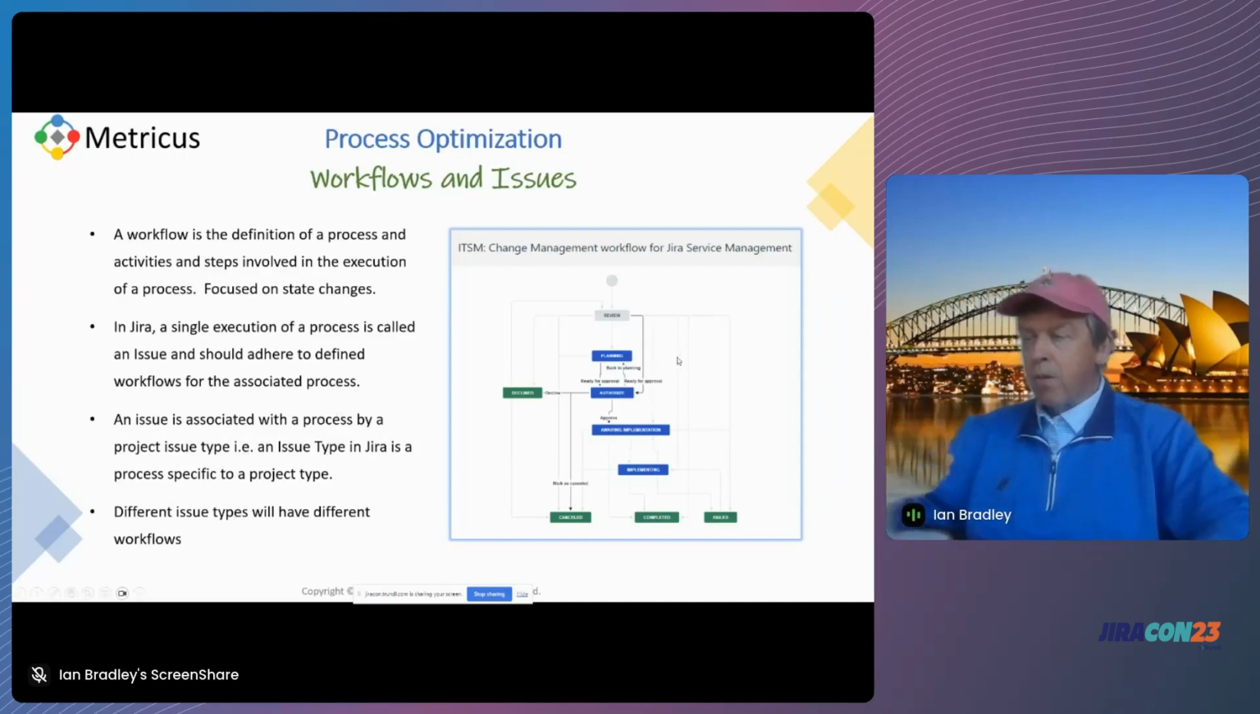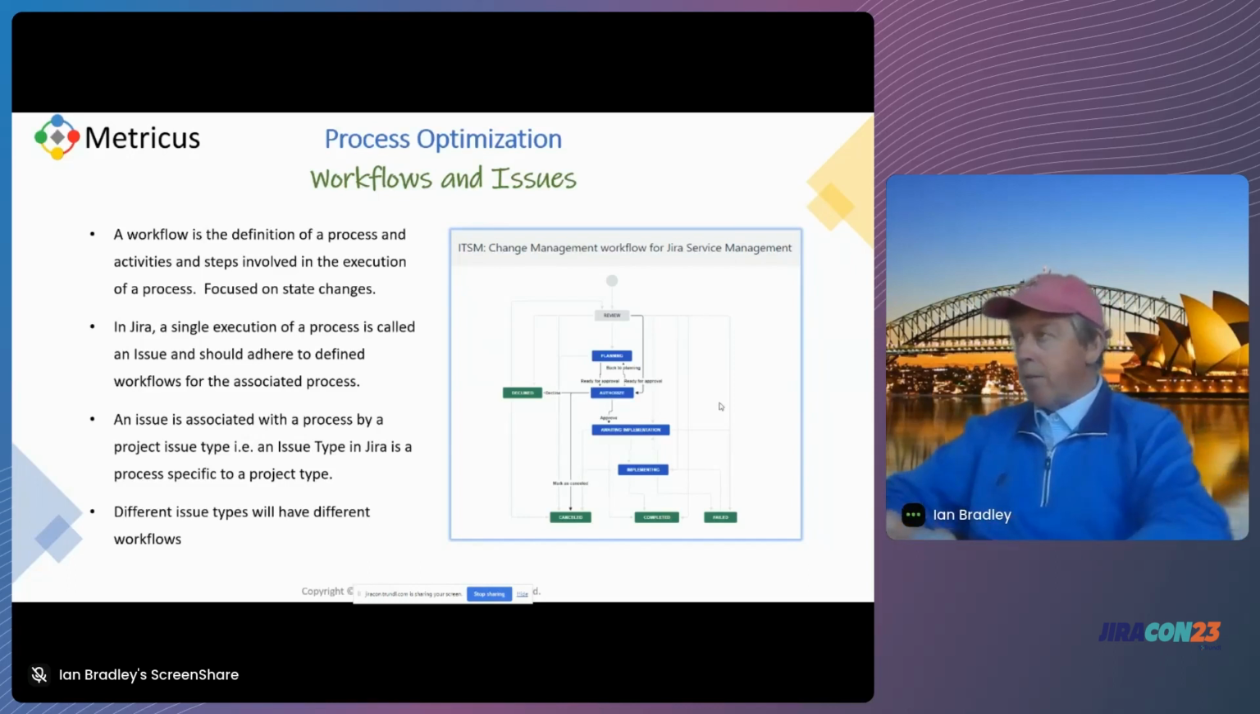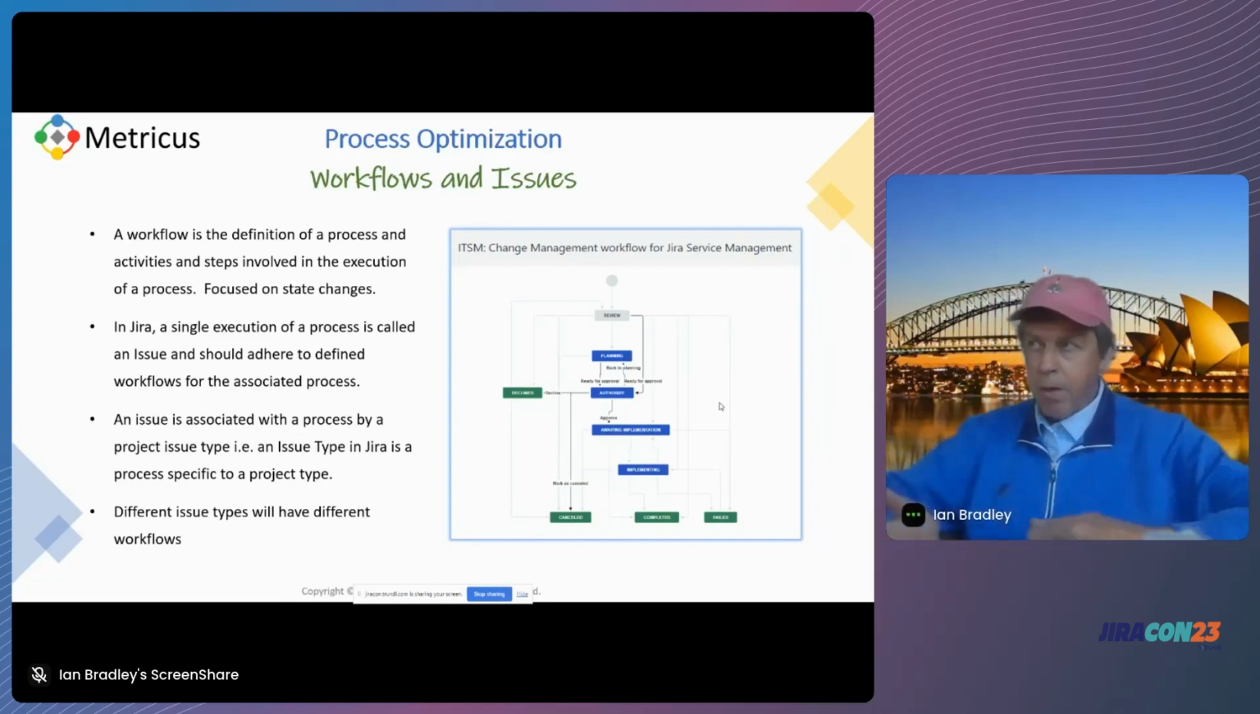understand here, and it's important, that the workflow only really relates to status, and it's only guiding the process, and you need to know that from an optimization perspective. Now, an issue is associated in Jira with a project issue type, and different issue types will, of course, have different workflows. That is just the boring stuff, the definition: processes, workflows guide processes, and issues are instances of a process.